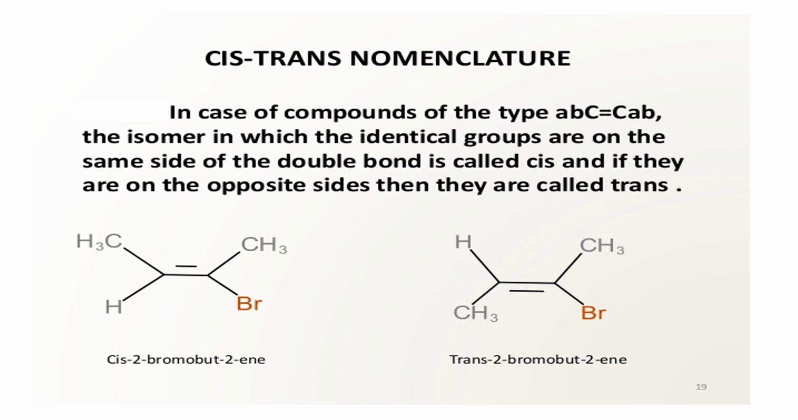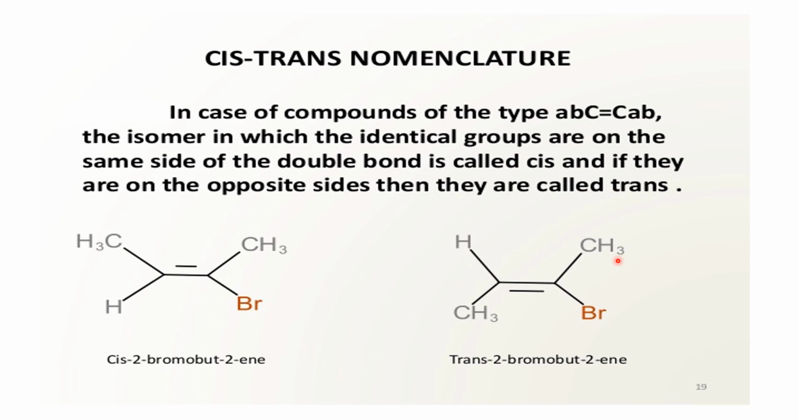Now we move to cis and trans isomers. We know cis and trans isomers are represented in double bonded compounds. If any compound has a carbon-carbon double bond, and the same atoms or group of atoms are on the same side, it is called a cis isomer. And if the same atoms or group of atoms are on the opposite side, it is called a trans isomer. So geometrical isomers are labeled as cis and trans isomers.